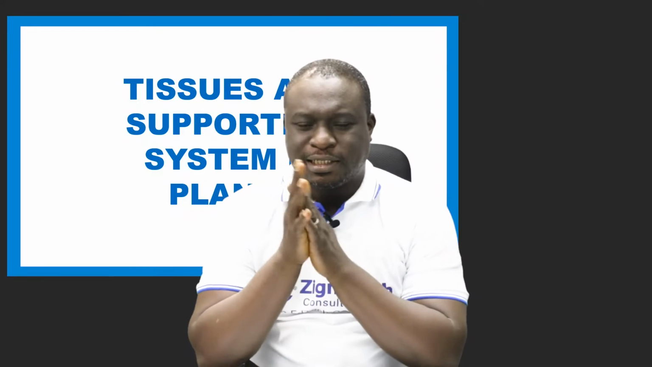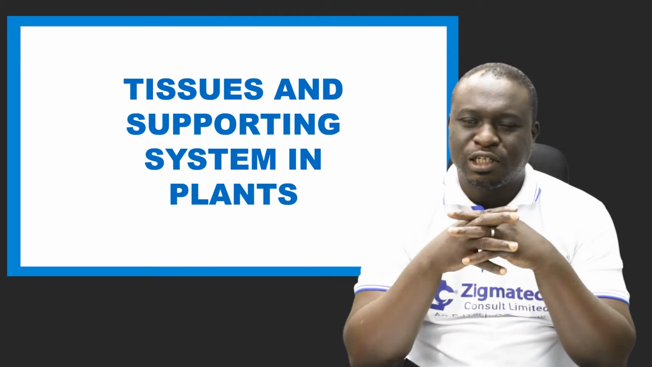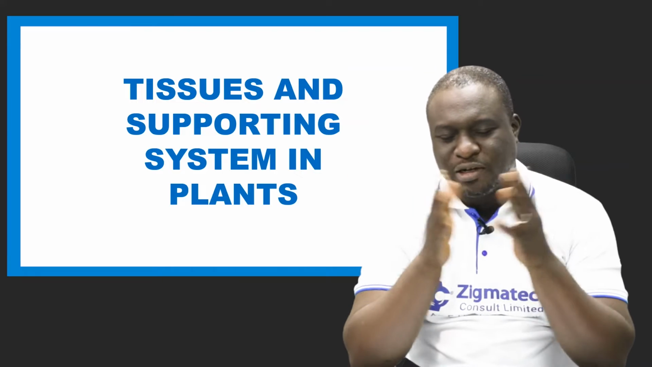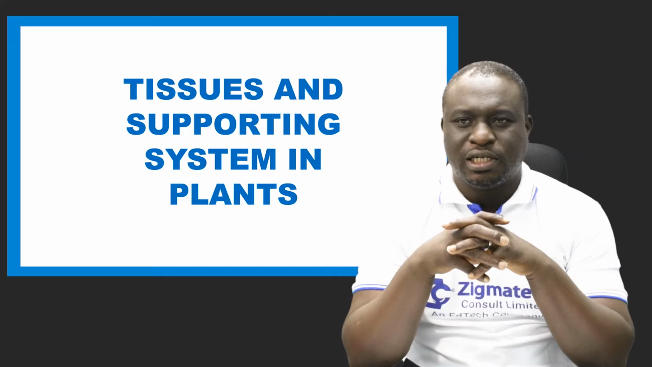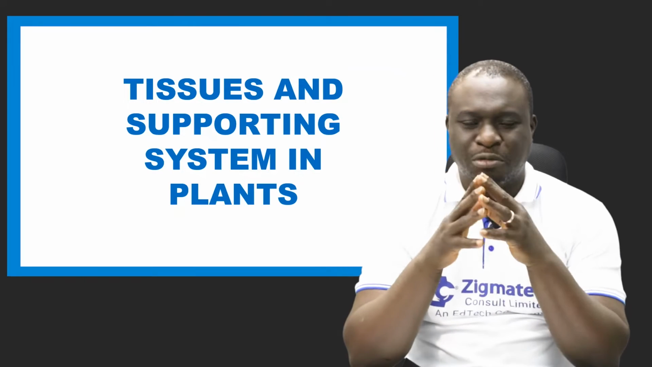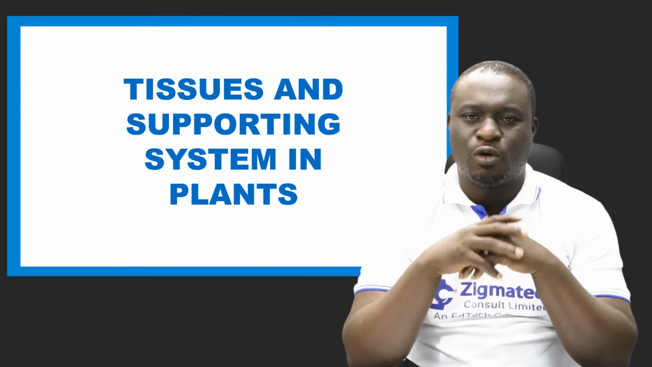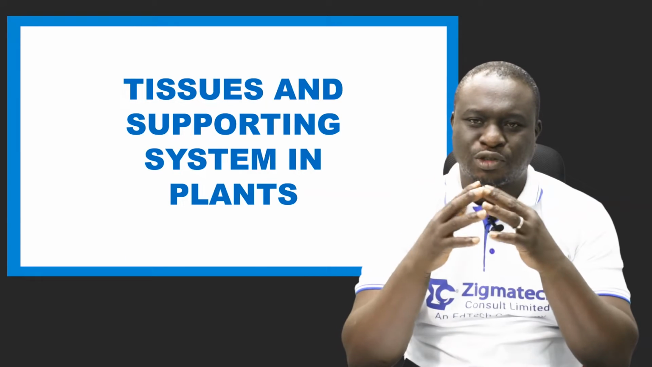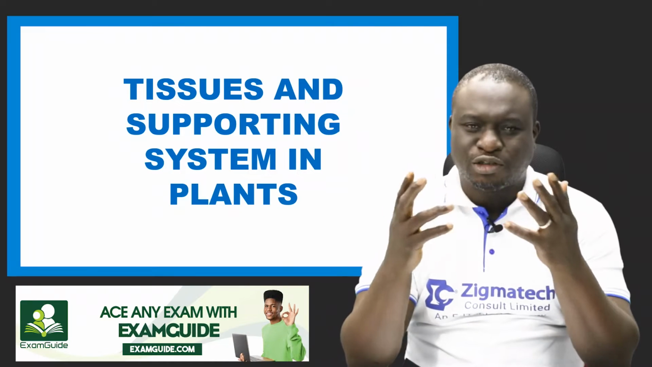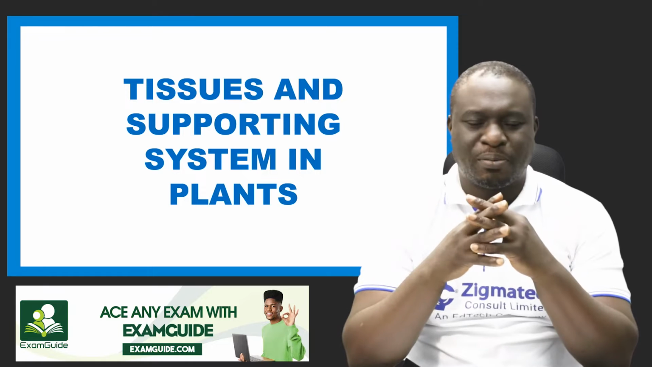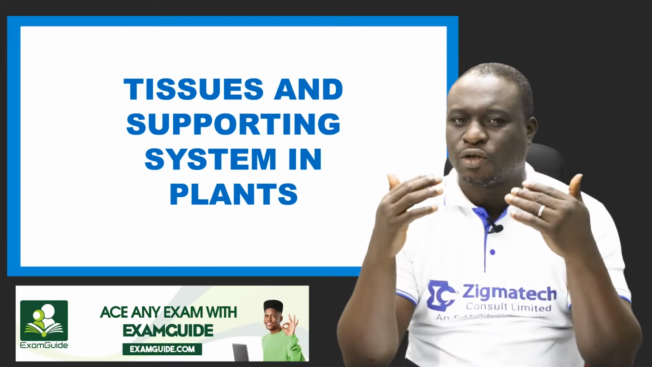Today, we're going to be looking at another topic, still on tissues and supporting systems. We can call this tissues and supporting system 3, or we can even say tissues and supporting system in plants. All this while, we have been discussing tissues and supporting systems in animals. It is important for you to also note that plants have their own supporting systems, or tissues that give support, rigidity, and protection to other vital parts of the plant. And we're going to be looking at most of these tissues and their importance or their functions.